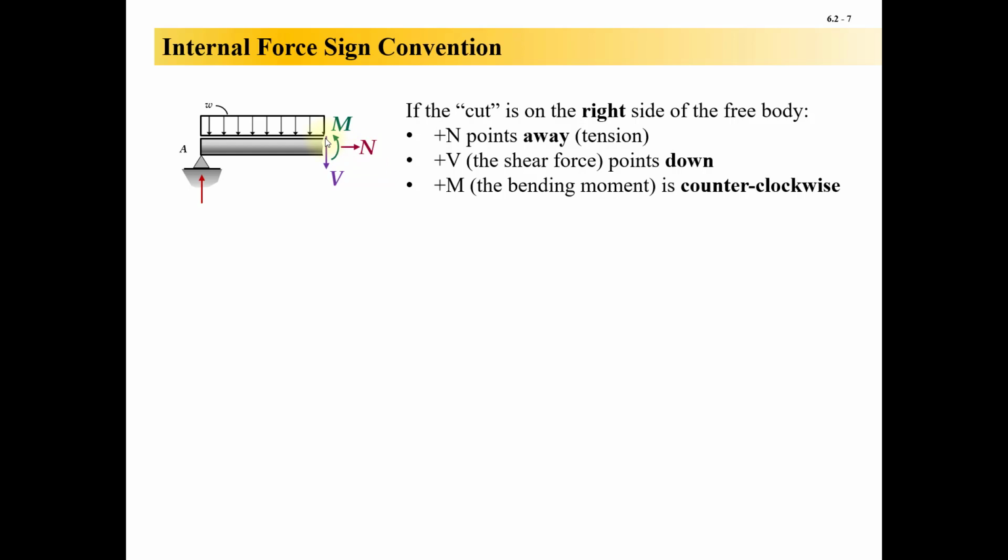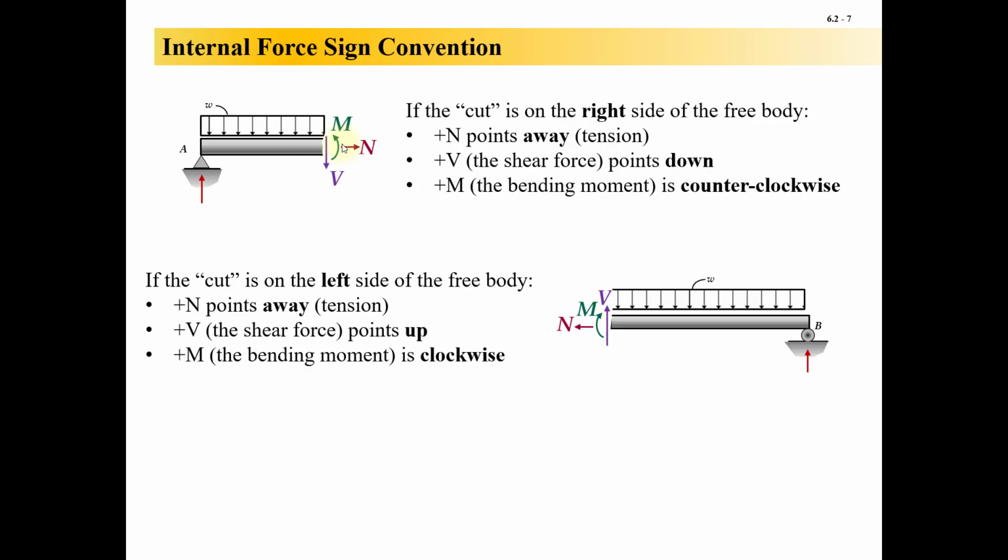The shear of a cut is on the right side of the free body. See how we're cutting here over on the right-hand side. The free body is left over on the left, and we've got the right-hand side is where the cut is. If that's the case, V, the shear, points down. I know that sounds counterintuitive, but that's just the way it is. And the M, the moment, is counterclockwise. If we make our cut on the left side, this is less common, but you definitely can do it. It happens all the time. Then the N still points away, but now the shear force V is pointing up and the moment is clockwise.